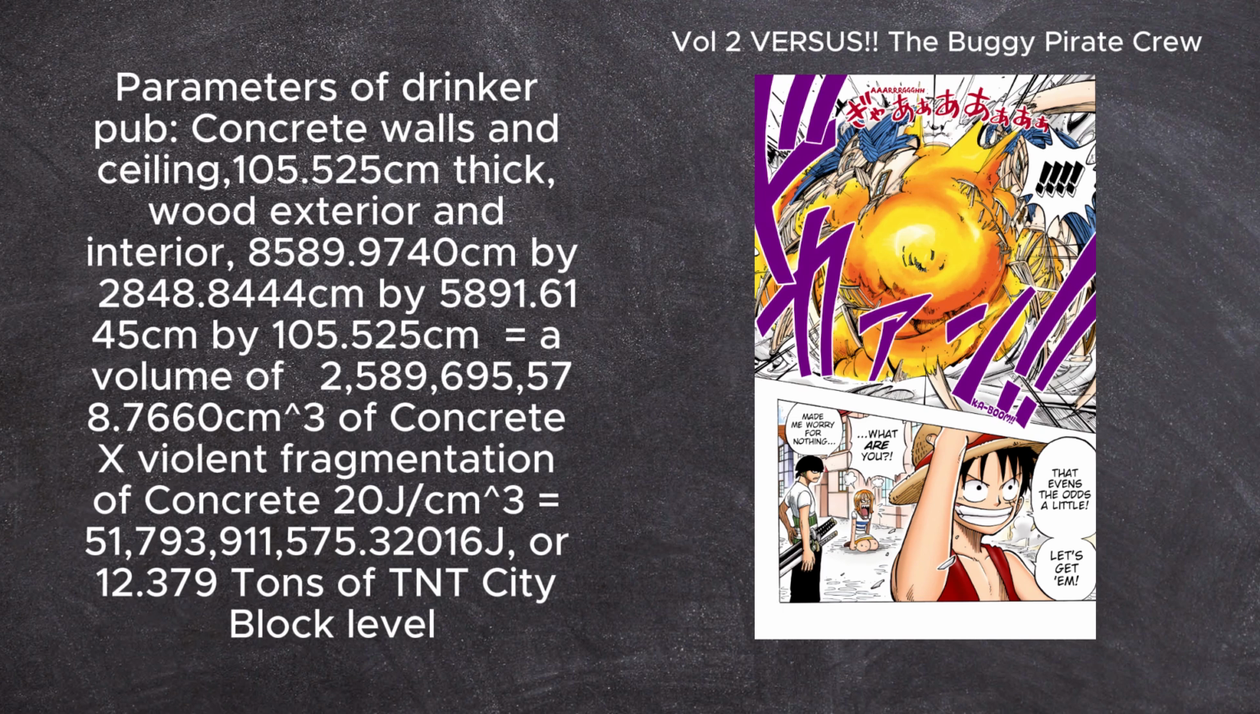Parameters of drinker pub. Concrete walls and ceiling, 105.525 cm thick. Wood exterior and interior, 8,589.9740 centimeters by 2,848.8444 centimeters by 5,891.6145 centimeters equals a volume of 2,589,695,578.7660 cubic centimeters of concrete times violent fragmentation of concrete 20 J / cubic centimeter equals 51,793,911,575.32016 J, or 12.379 tons of TNT, city block level.